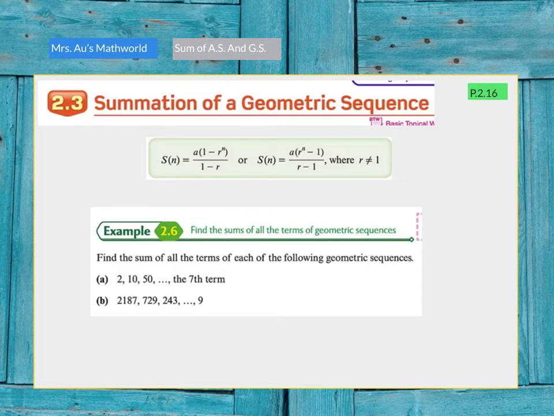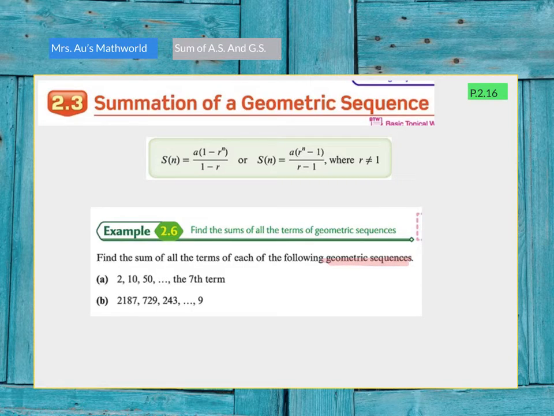In this part, we will continue to discuss the sum of AS and GS, and this time we are going to discuss the formula of summation of a geometric sequence. So when we want to use it, we need to make sure whether the sequence is a geometric sequence.